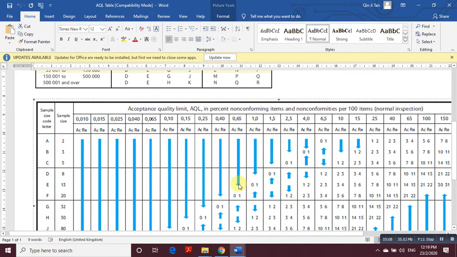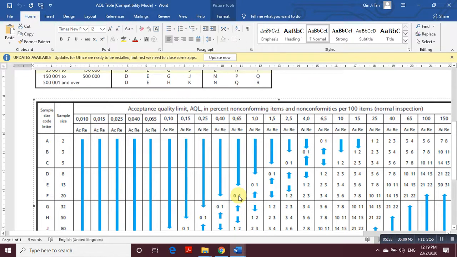An arrow pointing down means it's asking you to refer below. So you take 13 samples, 13 cartons, and then you check if there is any carton that has a reject. If it's zero, that means all accepted, automatically okay. But if there's one reject, that means you have to reject all.